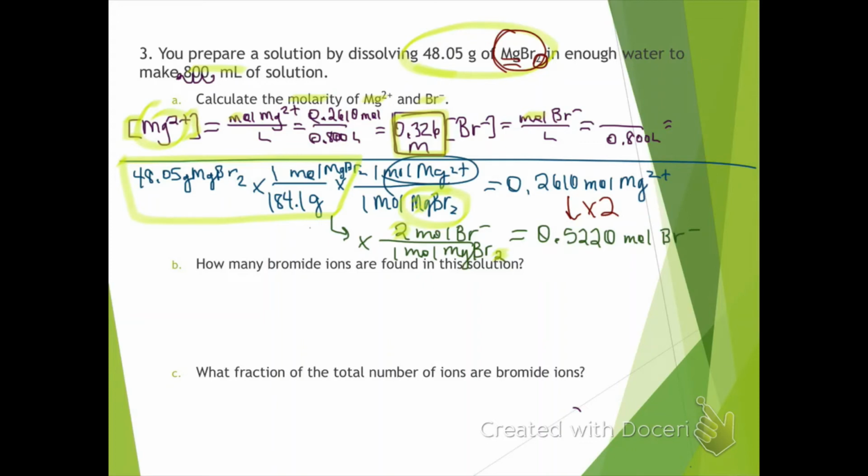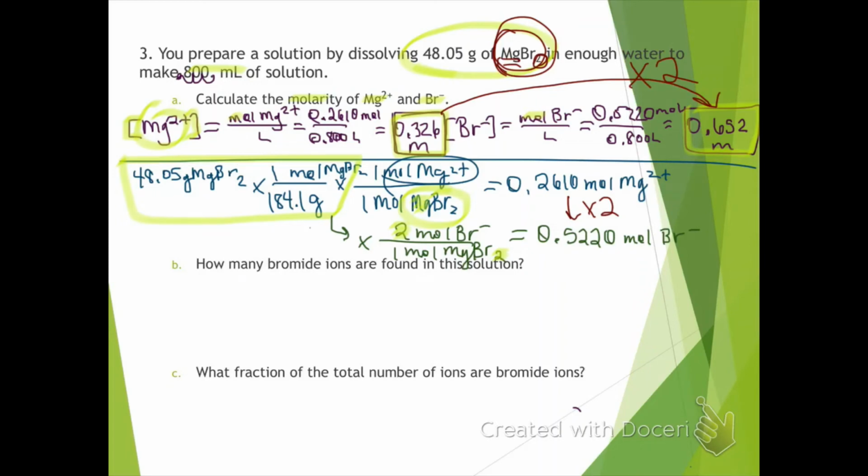So now we need to go back up and add that mole value into our molarity equation for our bromide. And we should find that we have 0.652 molar bromide ions. Again, we should see that molarity between our Mg2 plus and our Br minus doubling because we have twice as many in that MgBr2. So be sure to be on the lookout for those relationships as well. So let's move on and look at part B.